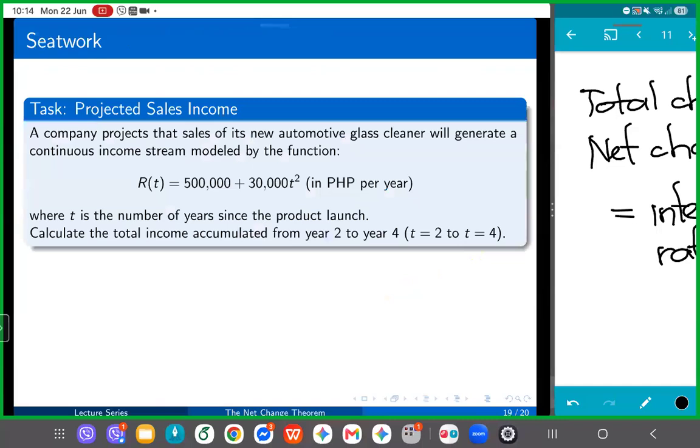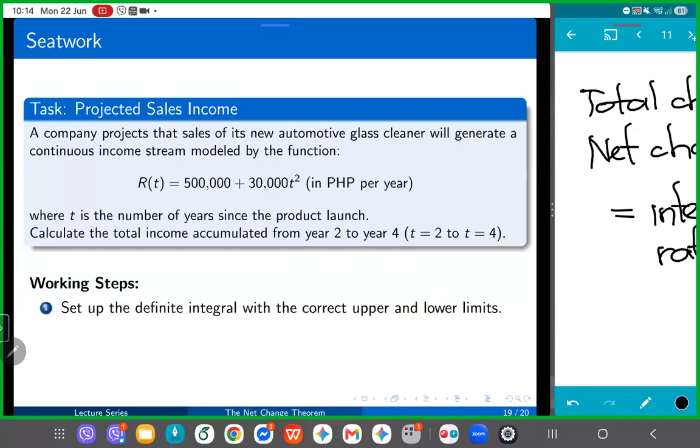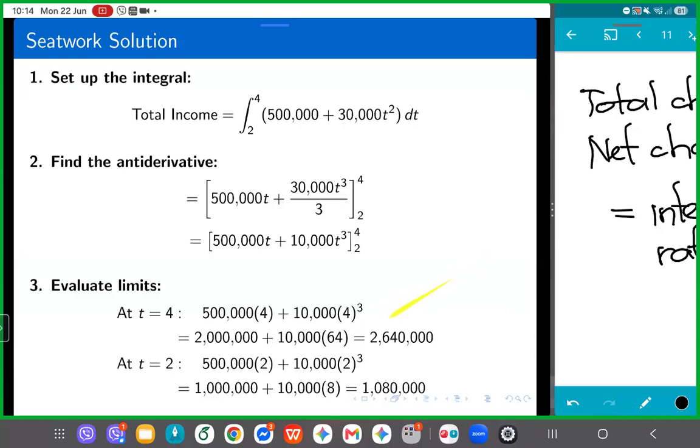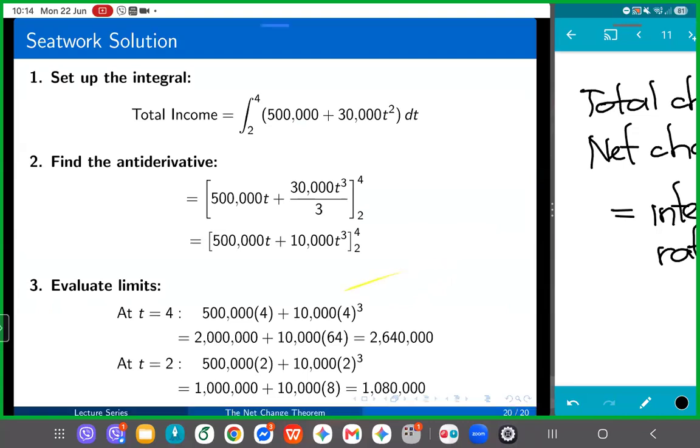The seat work. This will now be homework. So you can do it later. You just integrate this, 0, 2 to 4. Calculations are provided, the solution. You may want to take a screenshot later when you receive the link to the video. That's it.